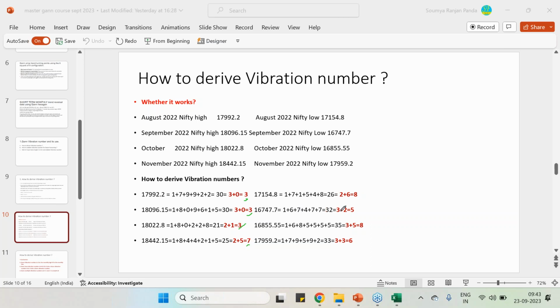So 3 again appears, a single digit number. So 8 also. 5 plus 3 is 8. So here 3 is there. So 5 is there. If you split this 5, this is 5 plus 3, 4 into 2. So by this process also, single digit units you have to derive. That is your vibration number.